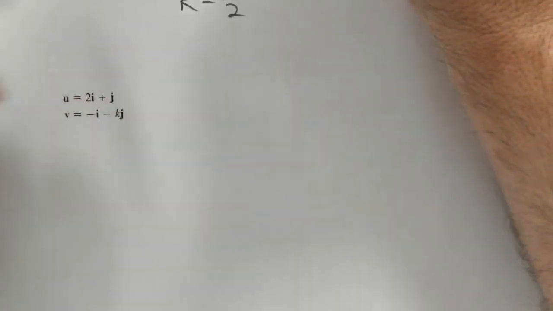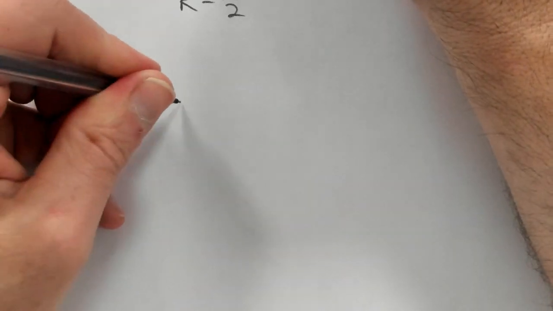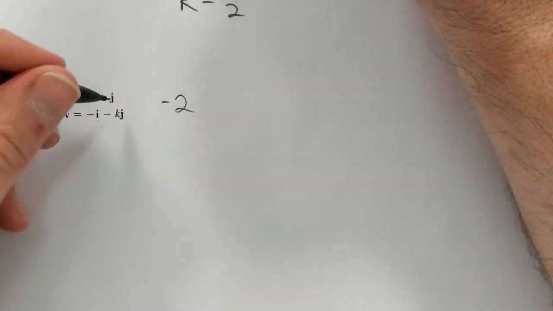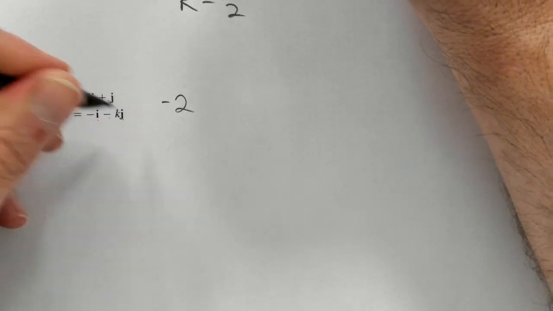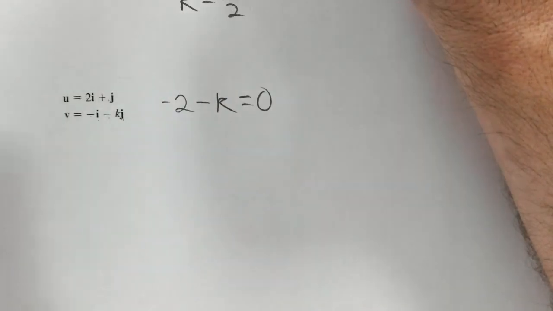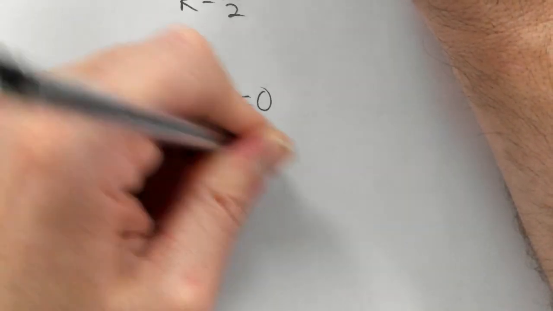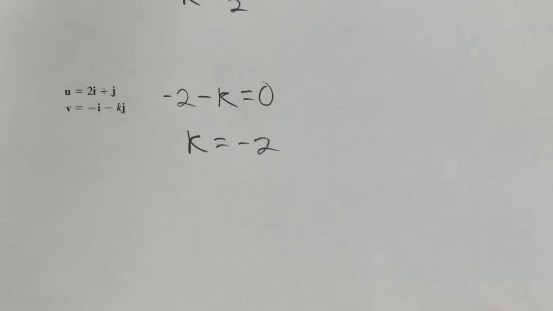Likewise, we'll do the same procedure in the next one. The dot product should be 0, so 2 times negative 1 is negative 2, and 1 times negative k is negative k. That dot product should be 0, and if I solve that, k is equal to negative 2. All right, so that's it.